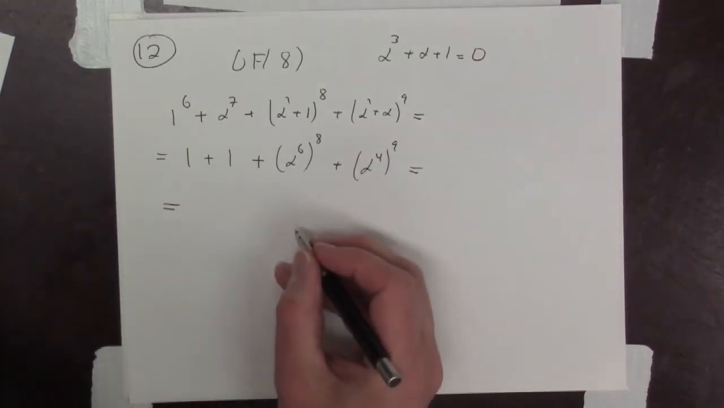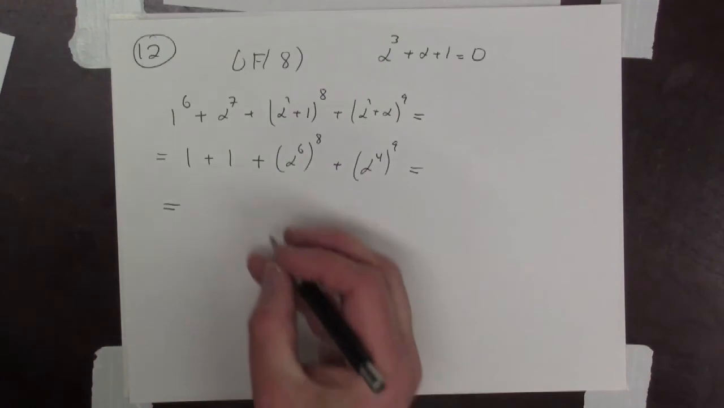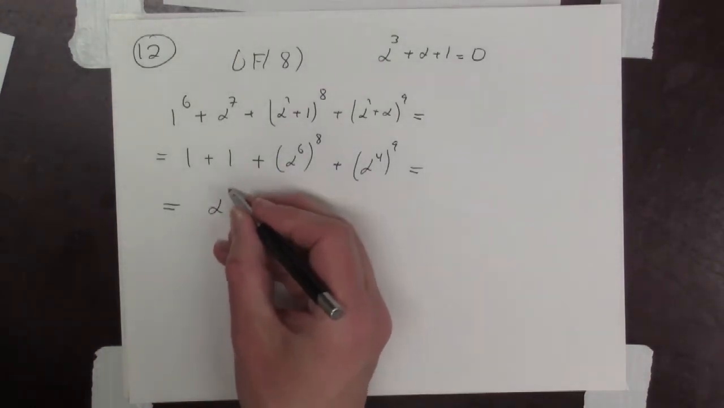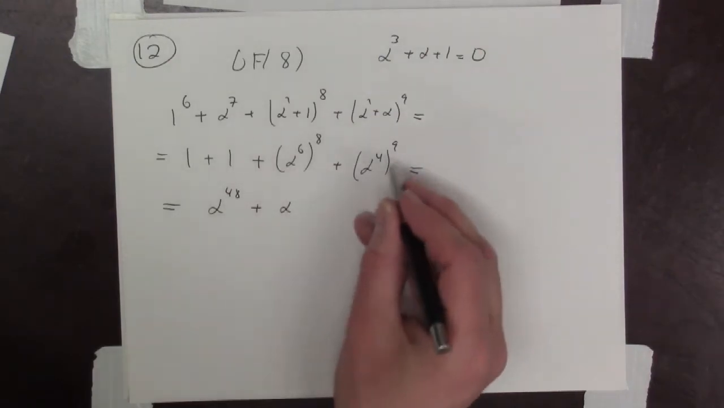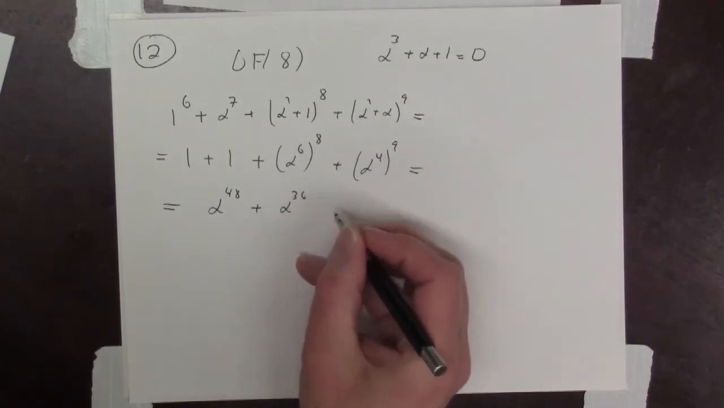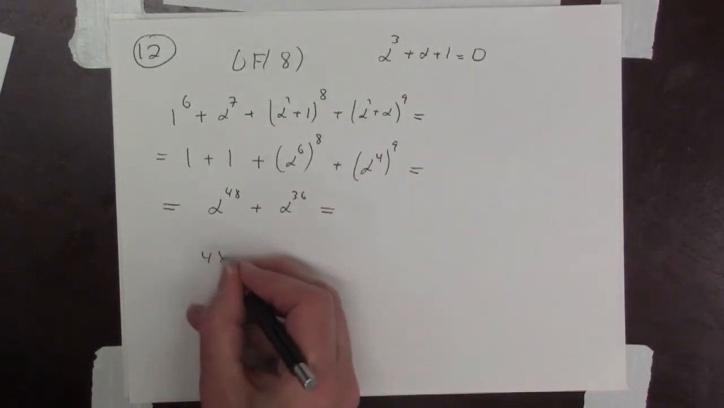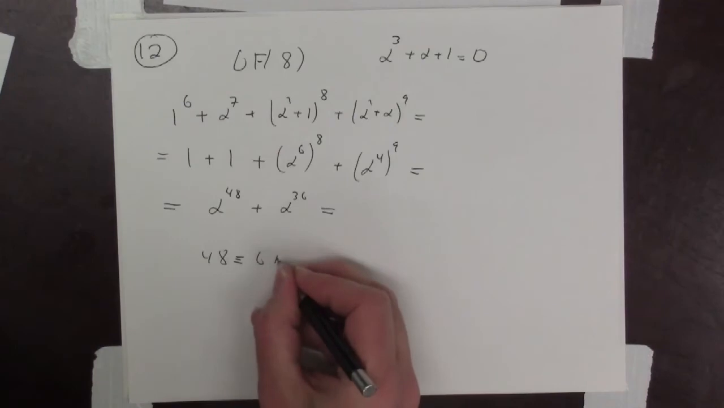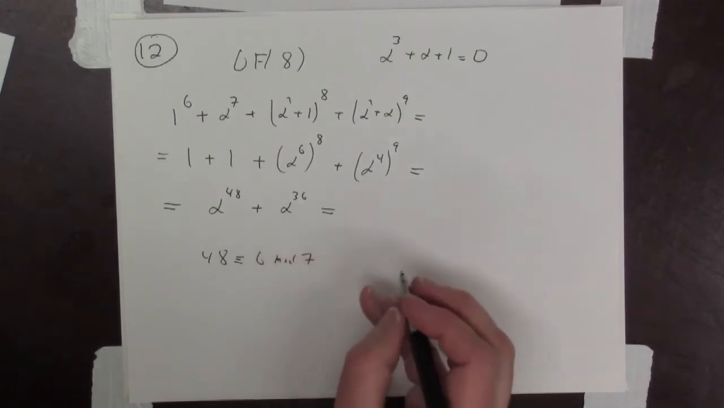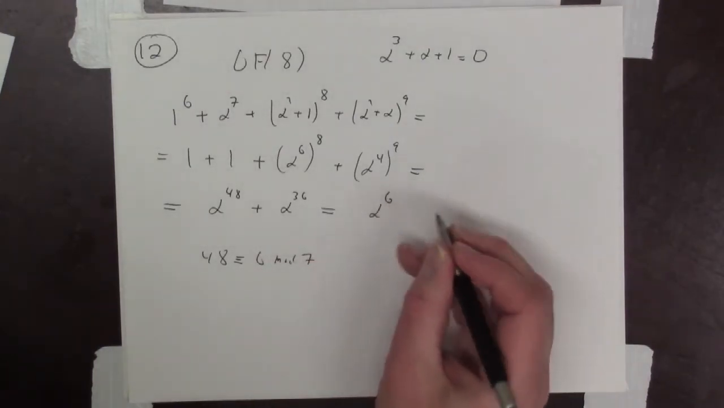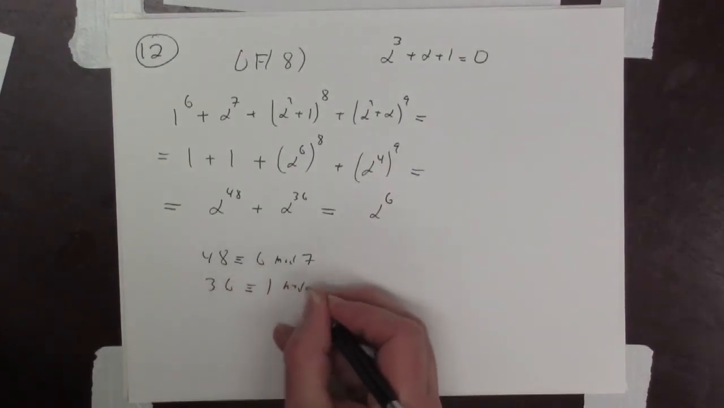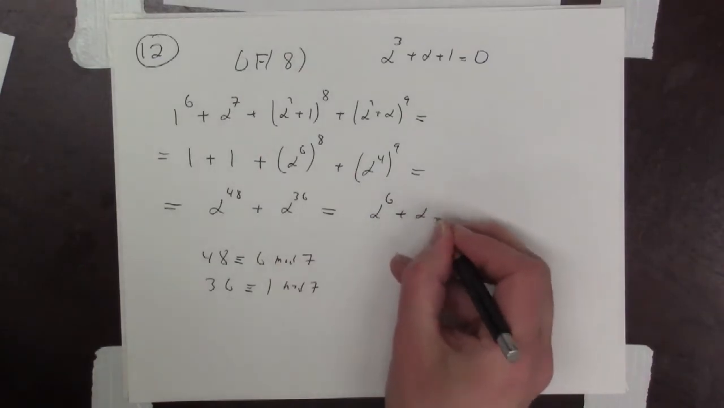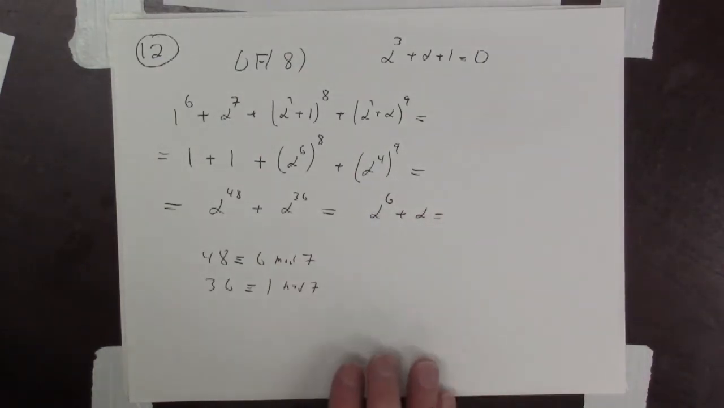Remember, everything is now alpha: 6 times 8 is 48, and 4 times 9 is 36. But notice now that 48 is congruent to 6 mod 7, so this is alpha to the 6. And 36 is congruent to 1 mod 7, so that is alpha. Alpha to the 6 plus alpha.